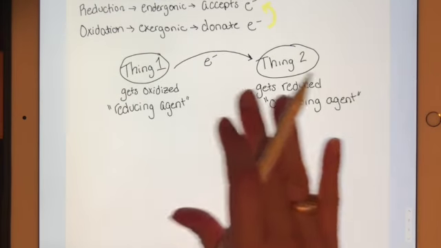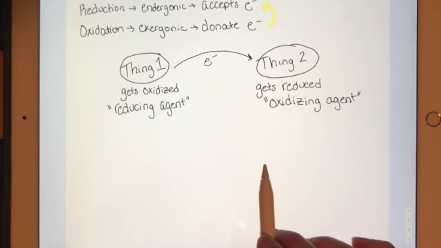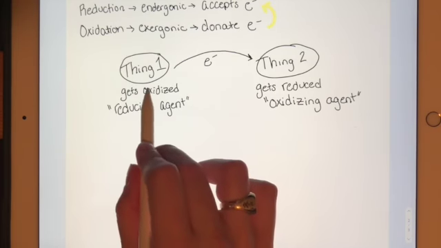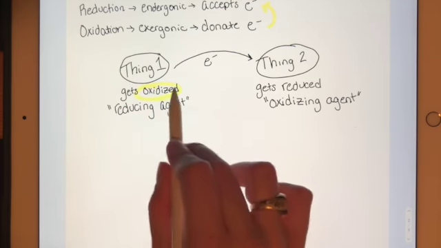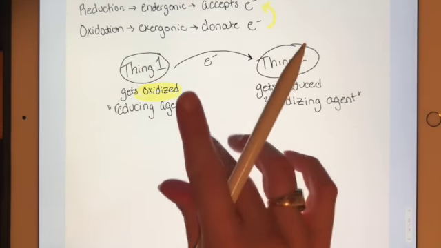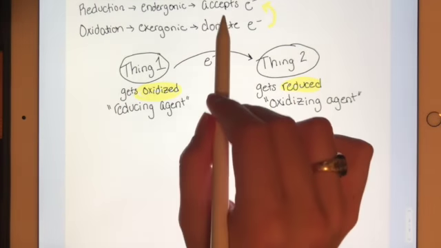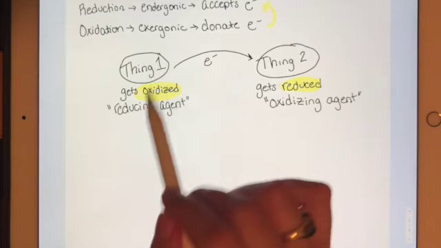Unfortunately, those terms make it very confusing to keep redox reactions straight. The important thing, though, is when something is oxidized, it donates electrons. And when something is reduced, it accepts those electrons that have been donated.